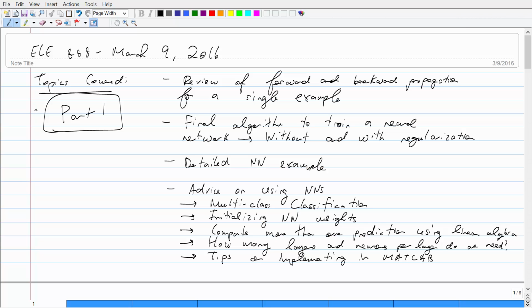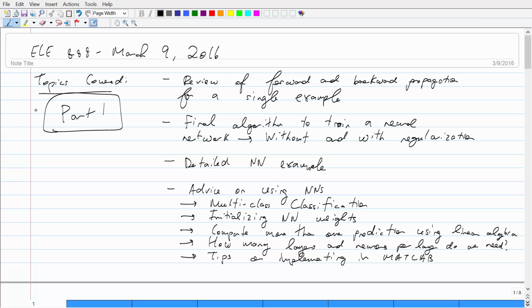Okay, so we're just going to quickly review structures in neural networks, forward and backward propagation, from last class. Then I'll get on to how you actually train a neural network, the actual final algorithm that you use, stochastic gradient descent. I'll do a detailed example, and finally some advice on using neural networks in practice, such as multi-class classification.